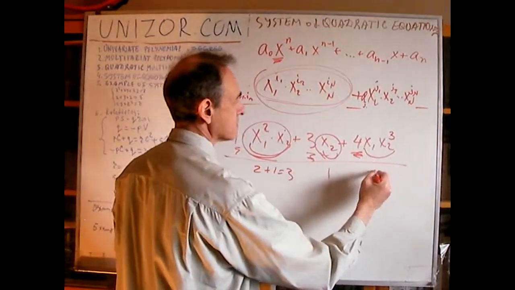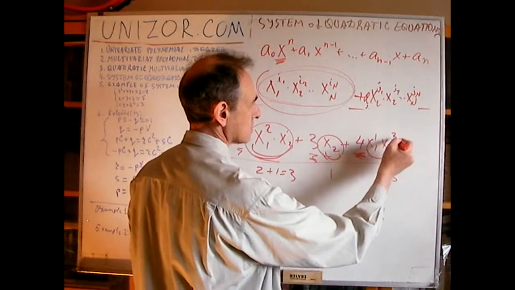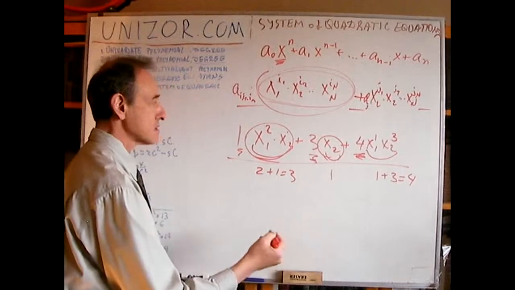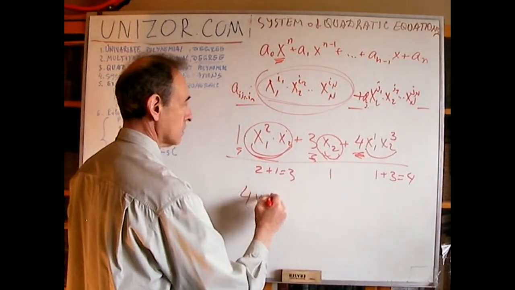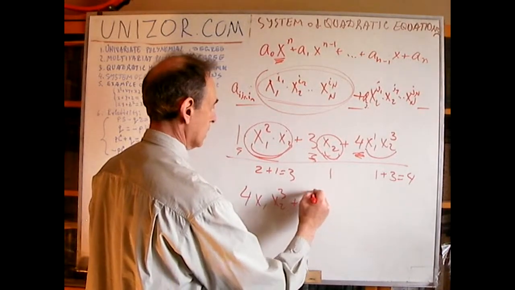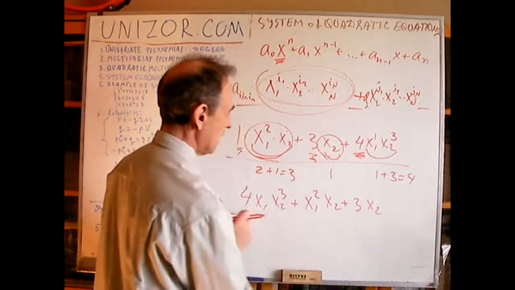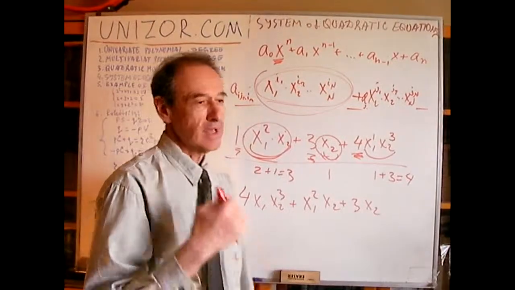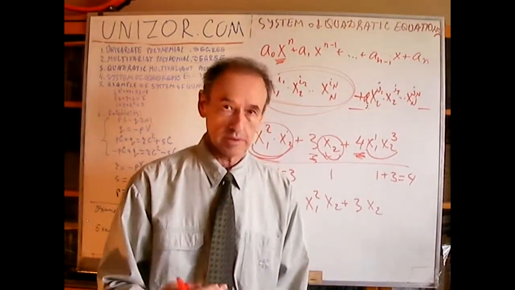The combined power of this is 1 plus 3: x1 to the first degree and x2 to the third degree, which is 4. So it makes sense to rewrite this as 4x1 x2 cubed plus x1 squared x2 plus 3x2, in the order of decreasing combined power. It's just to make it a little bit better, a little bit more orderly, if you wish.